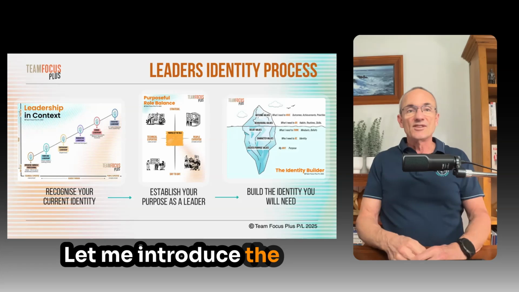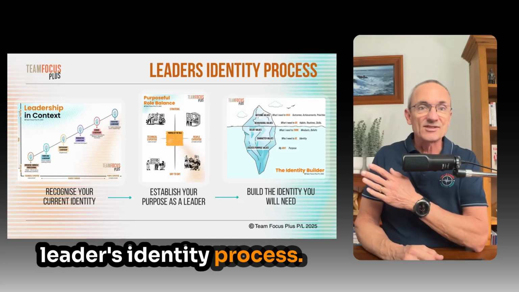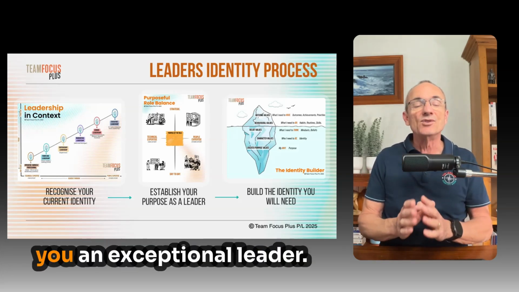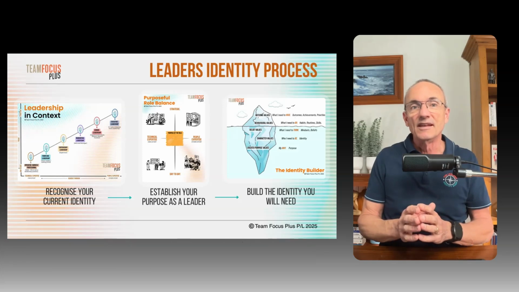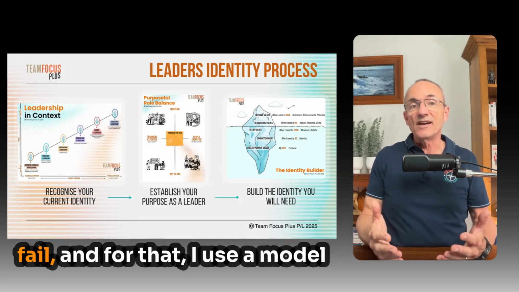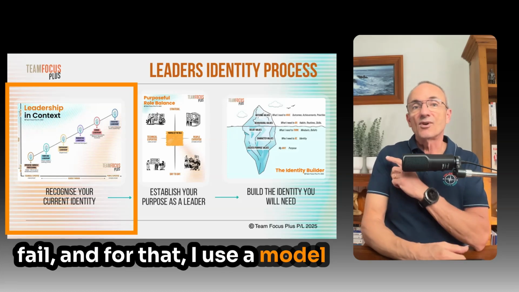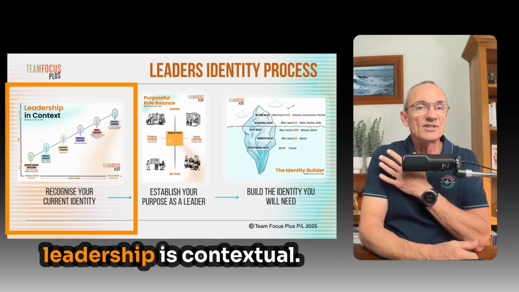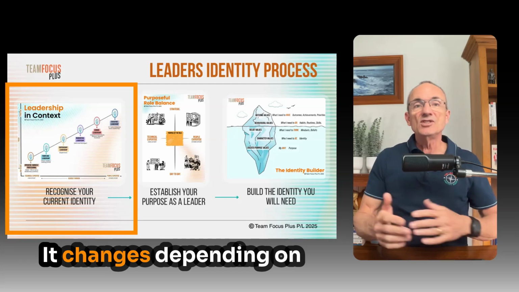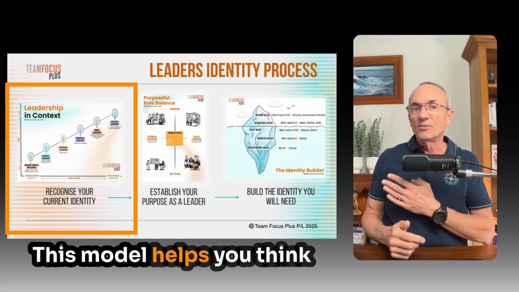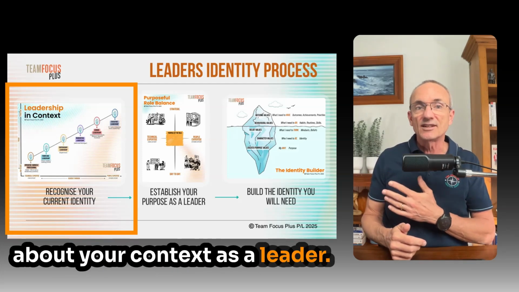Let me introduce the leader's identity process. These are the steps you need to create the identity that will make you an exceptional leader. The first step is understanding how you've been set up to fail, and for that I use a model I call leadership in context. I call it that because leadership is contextual. It changes depending on your role and the situation. This model helps you think about your context as a leader.